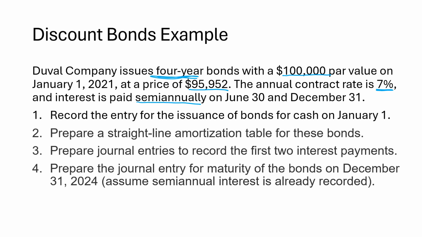Now we have the 4 scenarios that we have to provide answers for. We will do those one at a time. First we'll record the entry for the issuance. Then we will prepare a straight line amortization table, and I'll show you how that works. It's basically just a little table where you calculate the discount and the carrying value. Then prepare journal entries to record the first 2 interest payments, and then finally the journal entry for maturity. So very similar to what we did with the example for the bonds sold at par or face value.